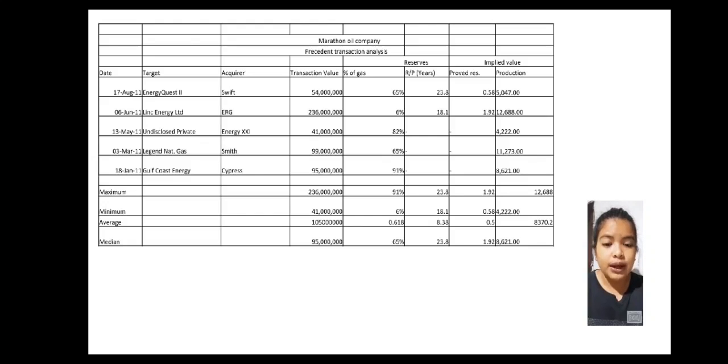23.8. For the implied value of proved reserves, the maximum is 1.92 and the minimum is 0.58, with an average of 0.5 and a median of 1.92. Lastly, the production. The production maximum is 12,688 and the minimum is 4,222, the average is 8,370.2, and the median is 8,621. So that's all. Thank you.